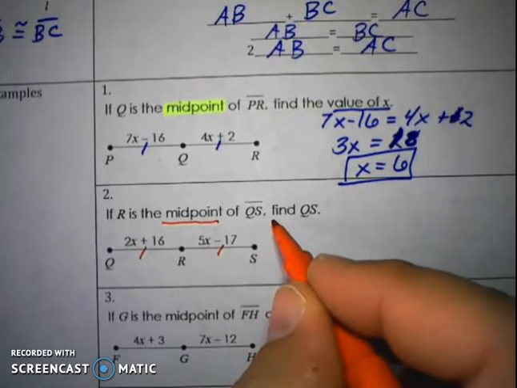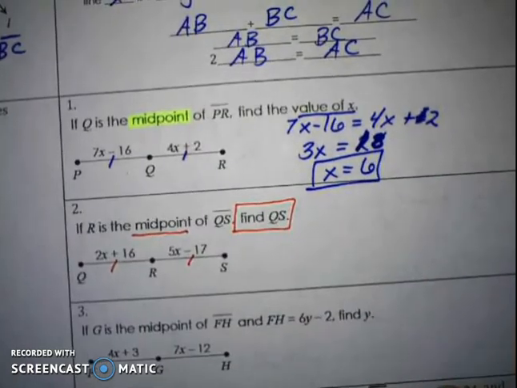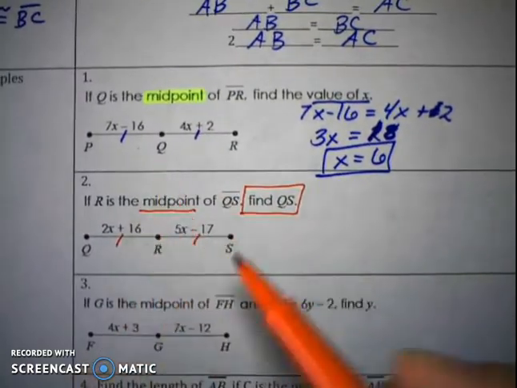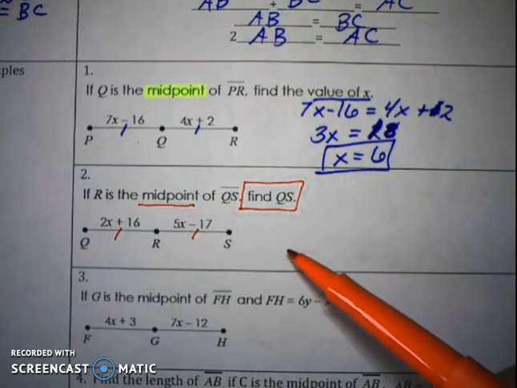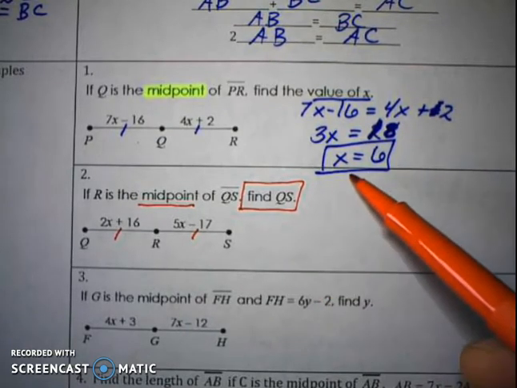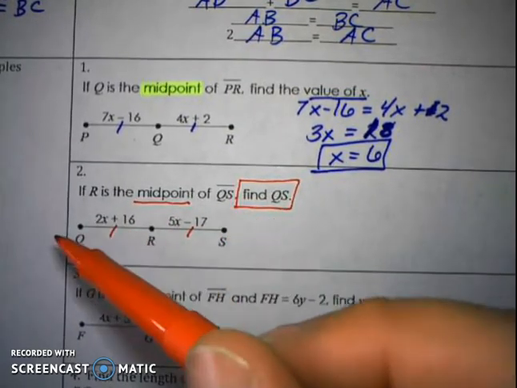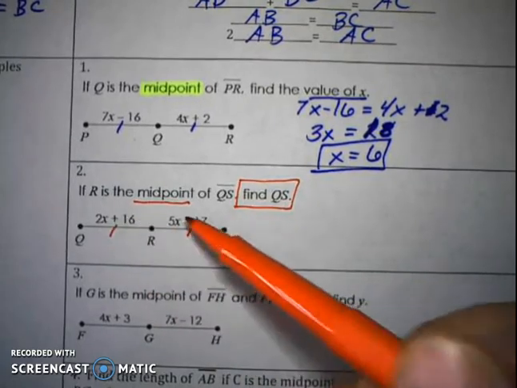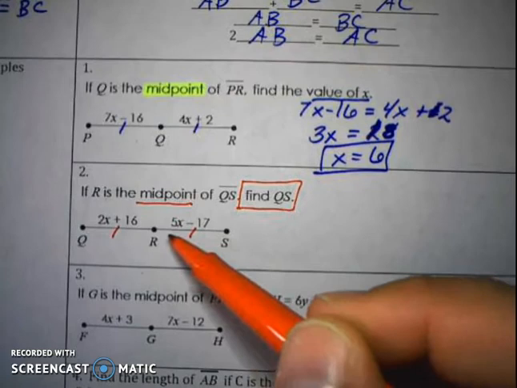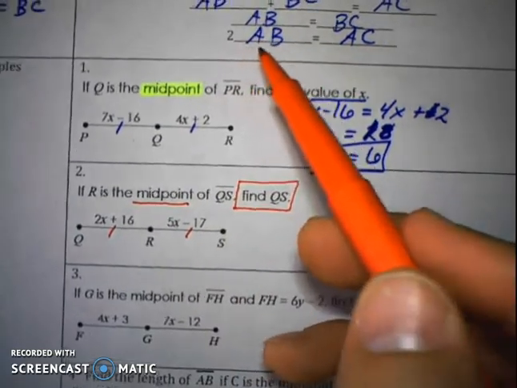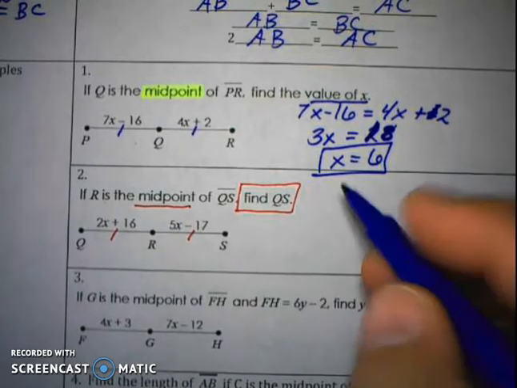But the task for us here is to find QS, not just find x. So what we want to do is first go through just like we did and find the value of x, but then our last step is to plug in x for one of these expressions to find QS. And I want the whole thing. So I could plug it in twice and then add the results. But any time you plug it into one of these, since R is the midpoint, this length gets to be doubled like we had up here. So what I want you to do is pause the video and solve this equation.